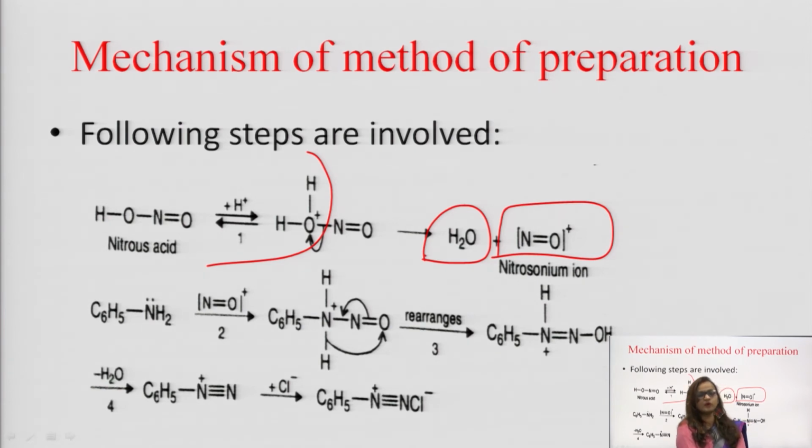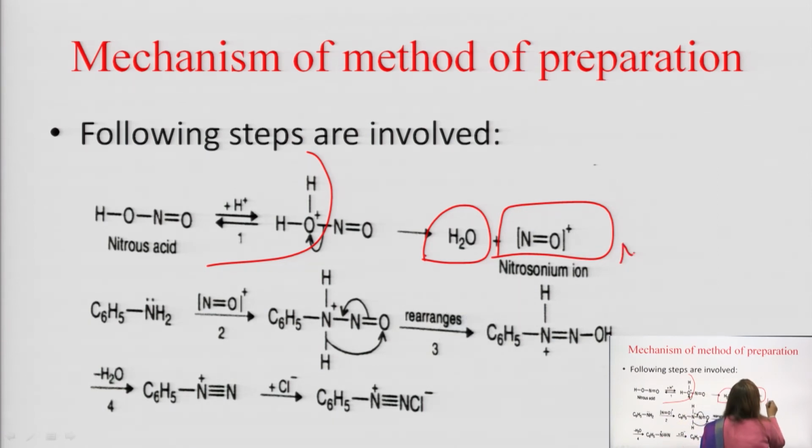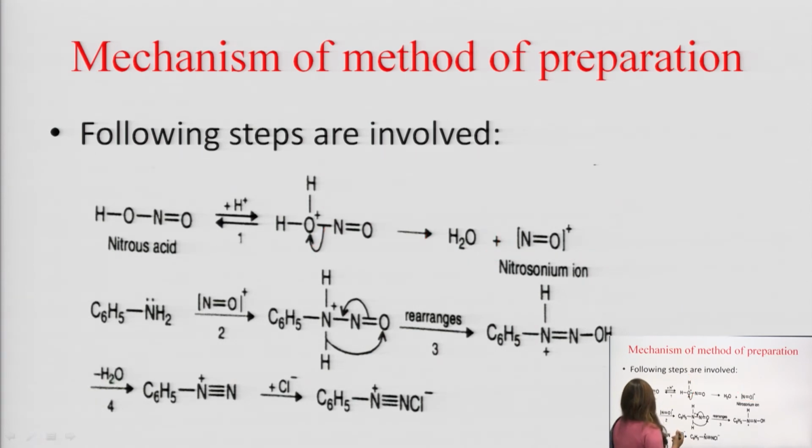And what is the name of this NO moiety? This is the nitrosonium ion, or in short form it is also called the nitronium ion, nitrosonium or nitronium ion. This is interacting with aniline for the formation of diazonium salt. Now, you can have this mechanism idea. This is aniline, this is the NO plus moiety.